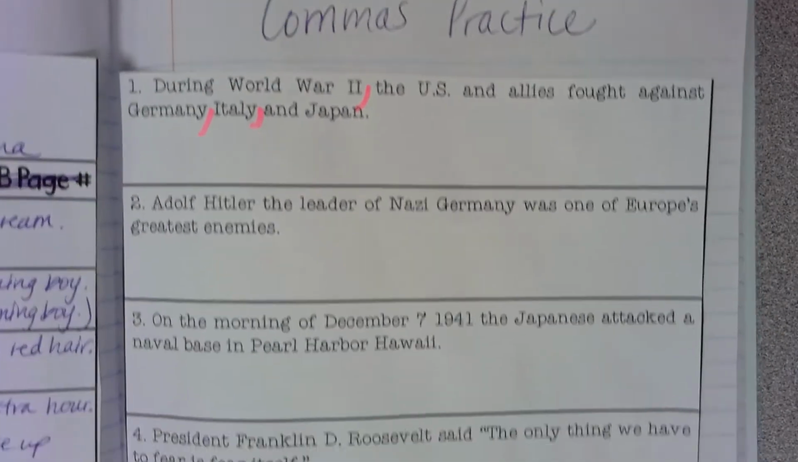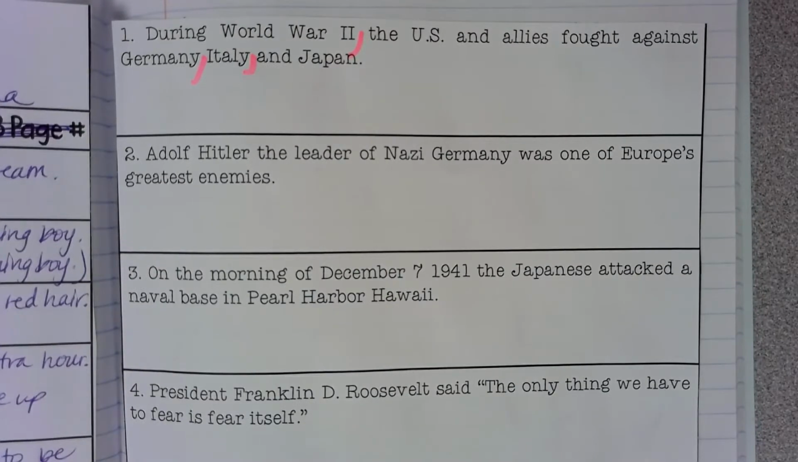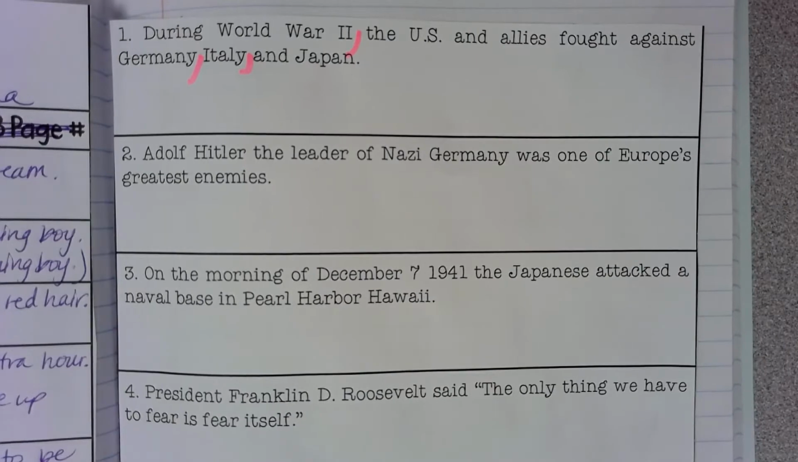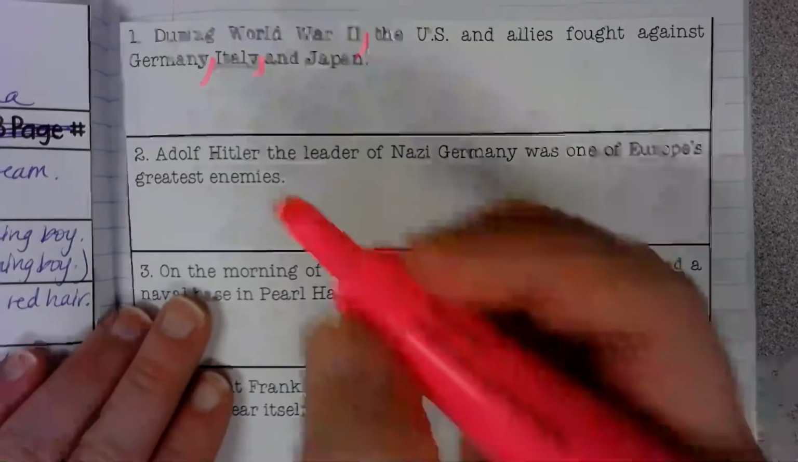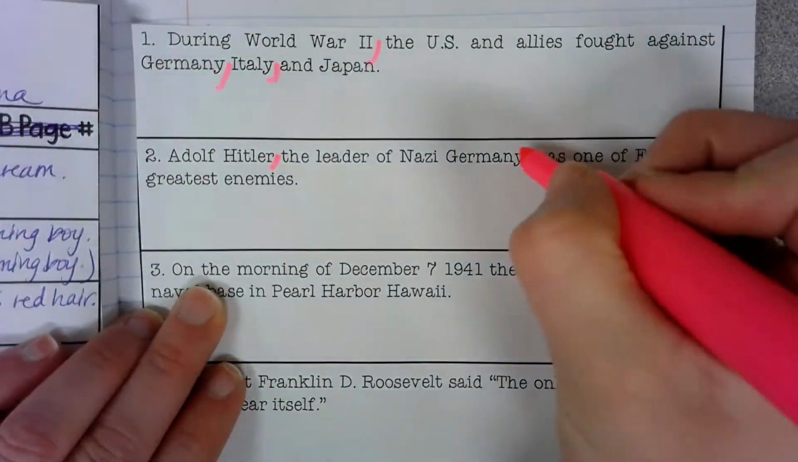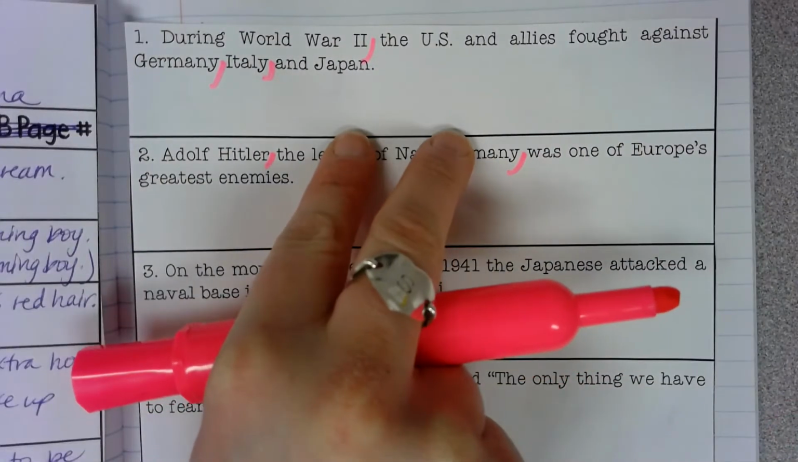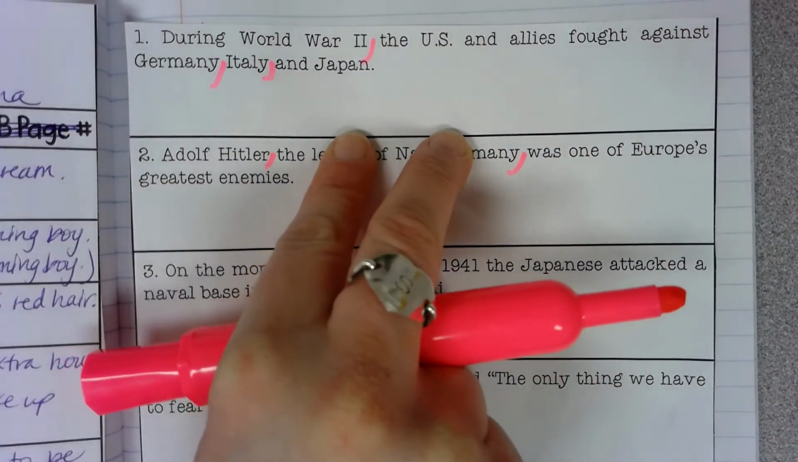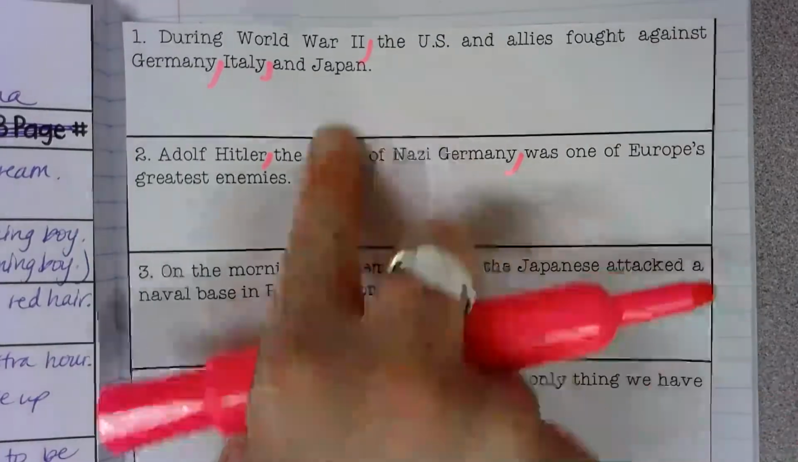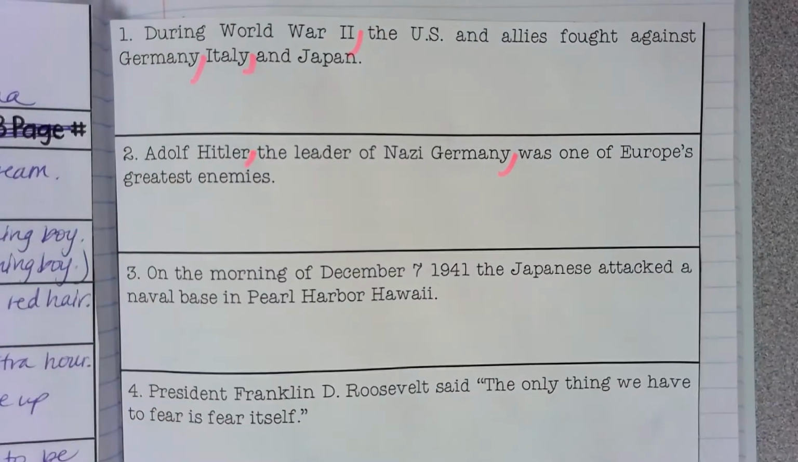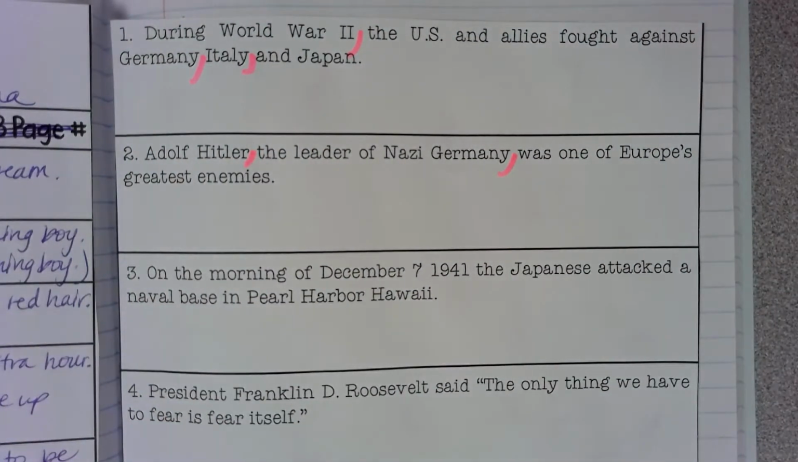Rule number 2, or practice number 2. Adolf Hitler, the leader of Nazi Germany, was one of Europe's greatest enemies. Okay, so we have another, not introductory, but an interrupter or an appositive, which is extra information talking about the noun. So we're going to add in a comma here and a comma here. The leader of Nazi Germany. You could get rid of that in the sentence. Adolf Hitler was one of Europe's greatest enemies, and the sentence still makes sense. But this is just kind of redescribing the noun that they're talking about in the sentence.